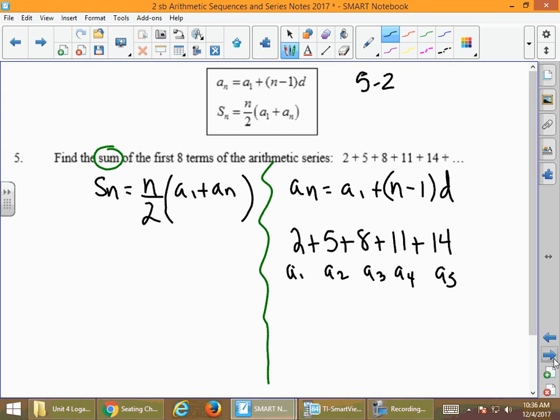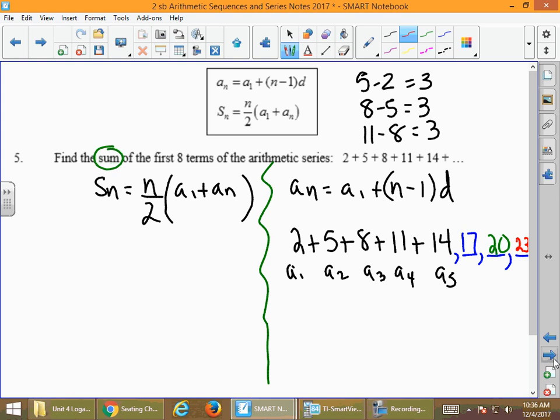5 minus 2 is 3. 8 minus 5 is 3. 11 minus 8 is 3. And what do we need to do to get these next 3 values? We need to add 3. 14 plus 3 is 17. 17 plus 3 is 20. 20 plus 3 is 23.